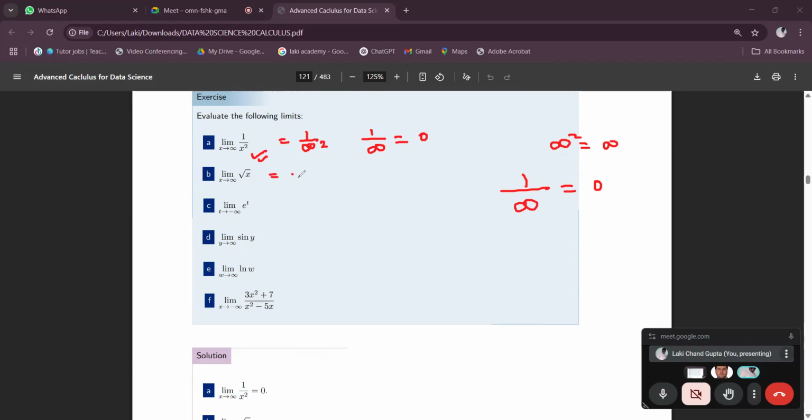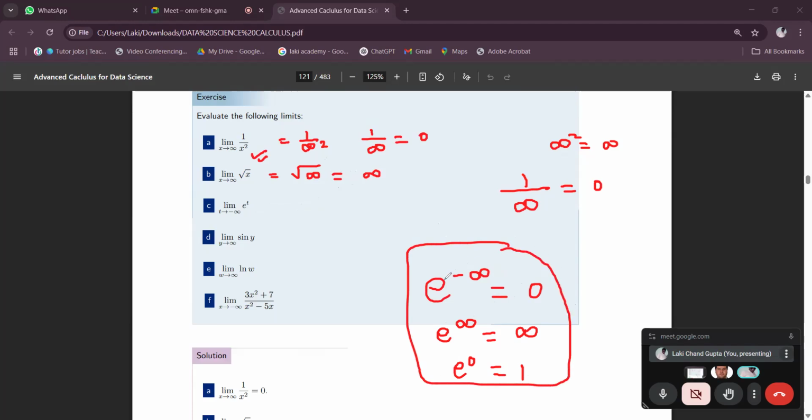Put infinity here, root infinity. Root infinity is what? Infinity. Remember two things. What? e raised to minus infinity is 0. e raised to infinity is infinity. e raised to 0 is 1. These are very important.